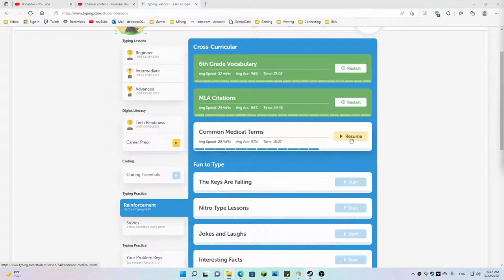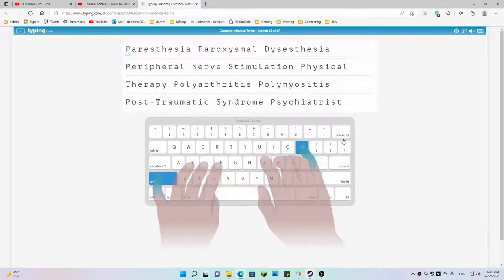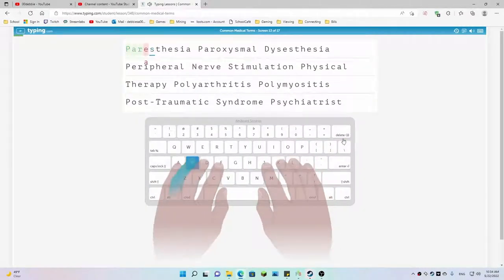All right, so get into this. We have a few more common medical terms to get to, and then we're going to use some fun to type reinforcements. So let's do this. Oh, the medical terms. I did pair A, not pair B.